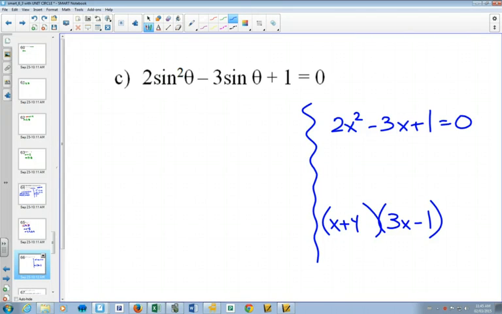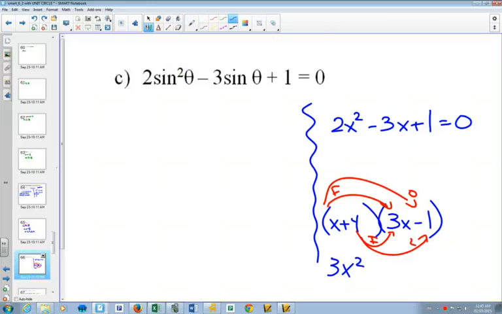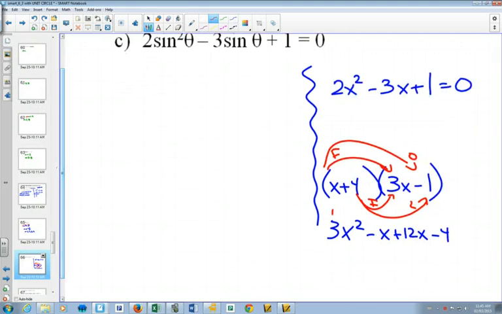what do you remember? FOIL, right? You multiply the first ones, the outside ones, the inside ones, and the last ones. And you would get 3x squared minus 1x plus 12x minus 4, right? And the middle two, this is your first, this is your outside, this is your inside, that's your last.